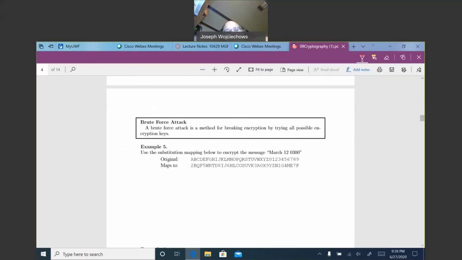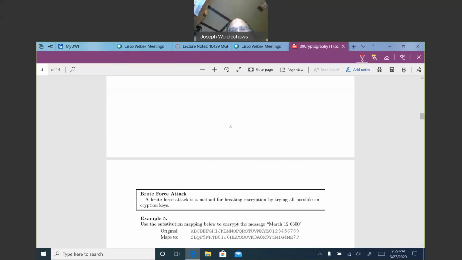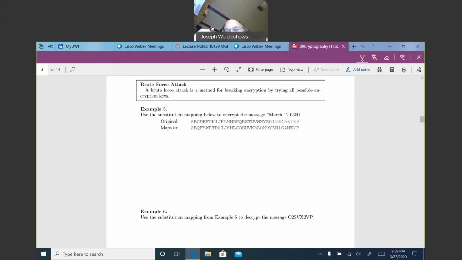So then we have something that's called substitution mapping, where we just randomly map the letters of the alphabet, and in this case the numbers, with random letters till we get them all filled out. This would be more difficult to calculate or to do by brute force, but again, not necessarily impossible. But let's look at this and see what we have. We want to encrypt the message March 12th, 0300.